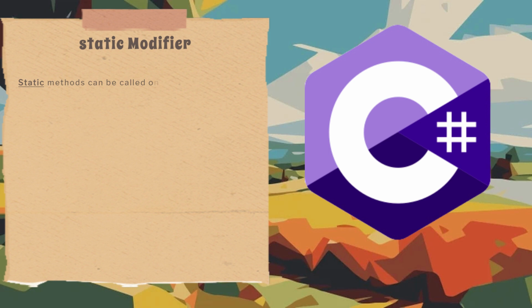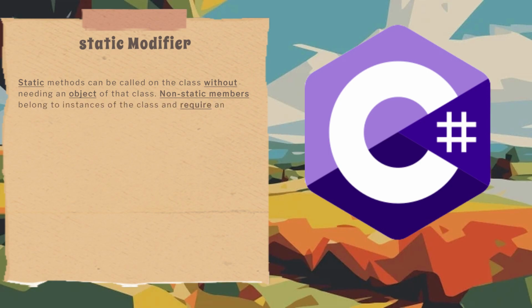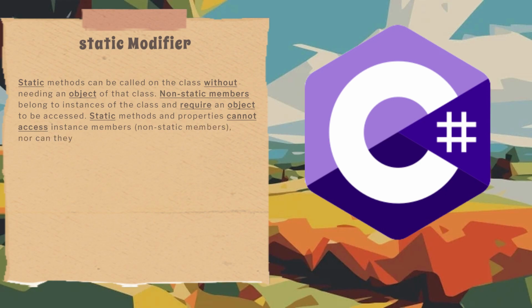Static methods can be called on the class without needing an object of that class. Non-static members belong to instances of the class and require an object to be accessed. Static methods and properties cannot access instance members, non-static members, nor can they use the this keyword, as they do not belong to any instance.